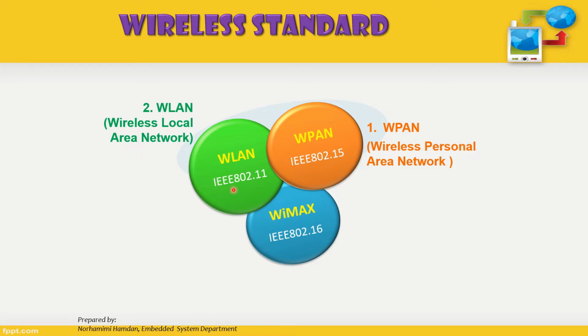IEEE 802 for wireless and 11 for local area network. The third one is Worldwide Interoperability for Microwave Access, IEEE 802 for wireless and 16 for Worldwide Interoperability for Microwave Access.